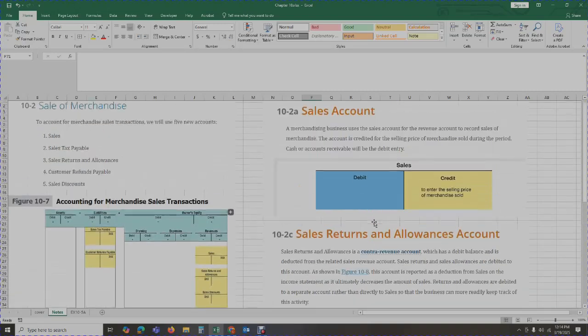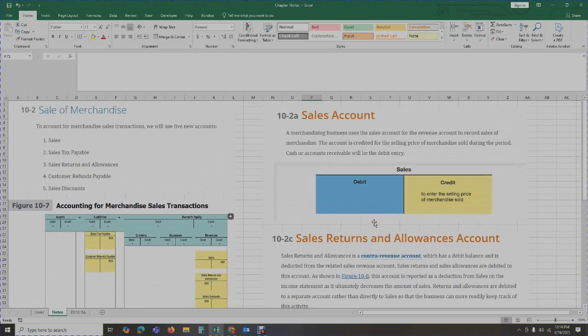Now, there are 3 different types of accounts that we're going to be working on in this particular problem. The first are sales accounts. A merchandising business uses the sales account, a revenue account, to record sales of merchandise. Anytime you make a sale, you have to record it under the sales account. The account is credited for the selling price of the merchandise sold during the period. This could be in the form of cash, credit card, or accounts receivable, which means that they're going to pay you at a later point in time.